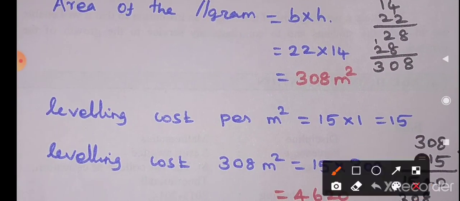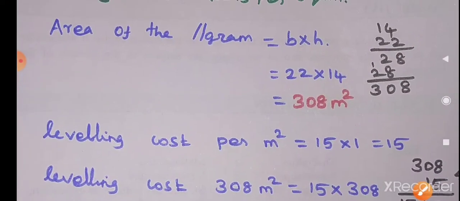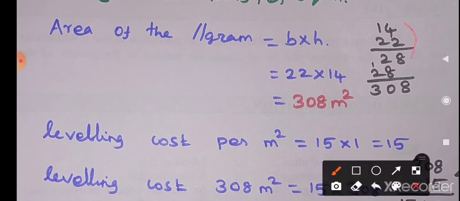So 22 into 14. 2 into 4, 8. And 2 into 1 is 2. This is also the same number. 2 into 14 is equal to 28. So 8 as it is. 2 plus 8 is 10, 0, balance 1. 2 plus 1 is 3. So 308 meter square.